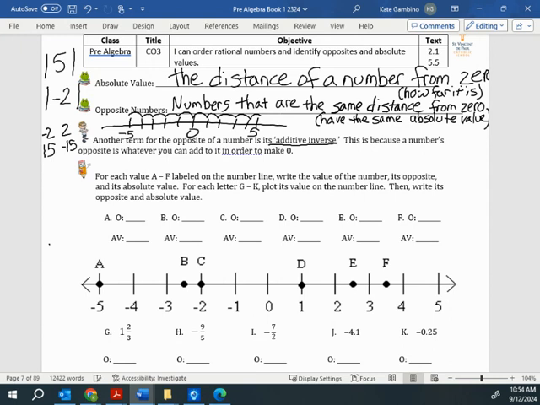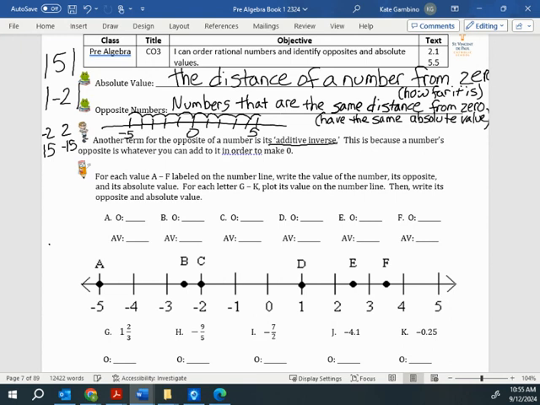We call it the additive inverse because the number's opposite is whatever you can add to it in order to get it to 0. So if you're at 5, and then there's -5, that's how we get to 0. 5 minus 5 is 0.